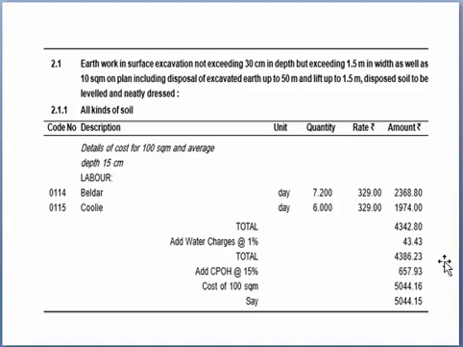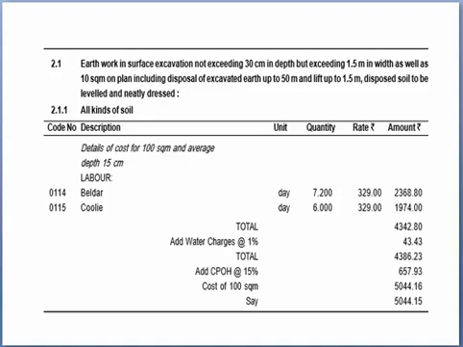4386.23. After that, we will add contractor's profit and overhead charges at the rate of 15%, and the total cost of 100 square meter of the surface excavation will be 5044.16. So this is the preparation of the analysis of rates.